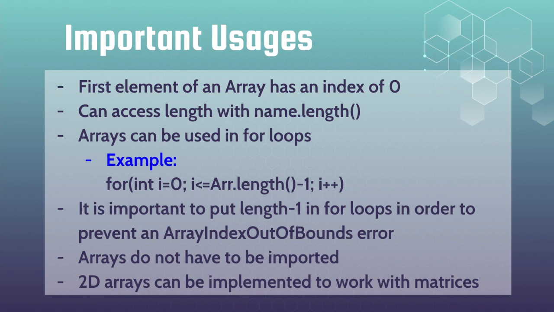So here are some important things to know about arrays. The first element of an array has an index of 0. You can access the length of your array with array name.length. In addition, arrays can be used in for loops as shown in the example. As you can see, it's important to put length minus 1 in for loops in order to prevent an array index out of bounds error. In addition, arrays do not have to be imported, so they're very convenient. Last but not least, 2D arrays can be implemented to work with matrices.